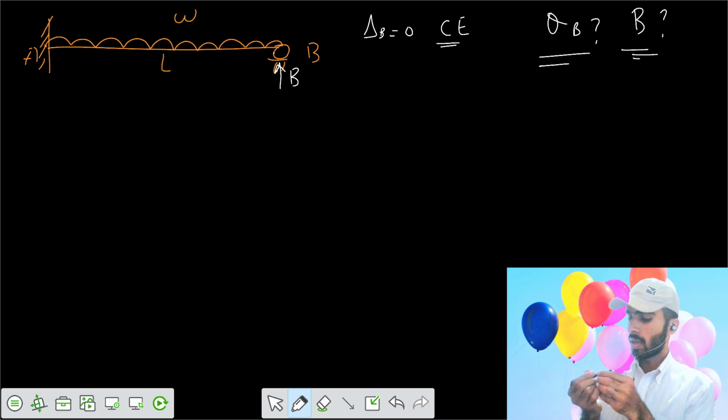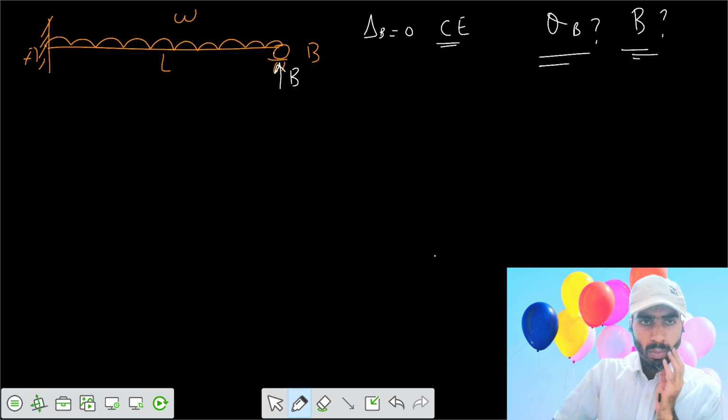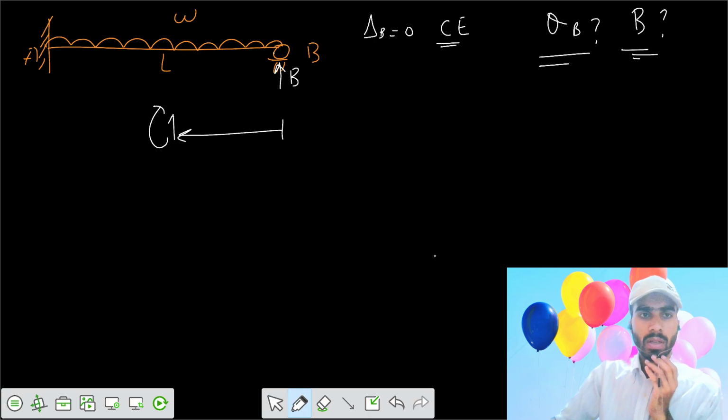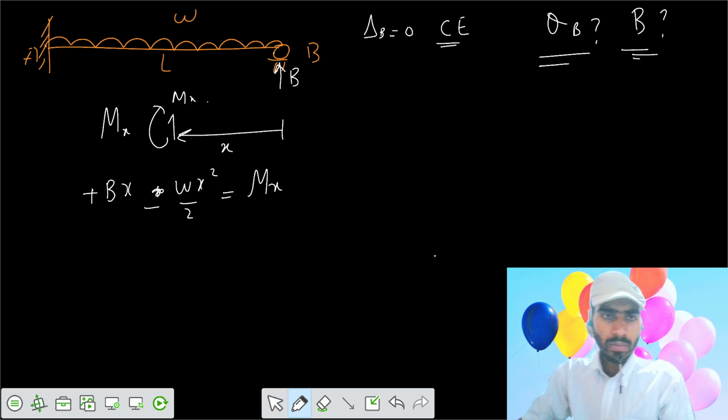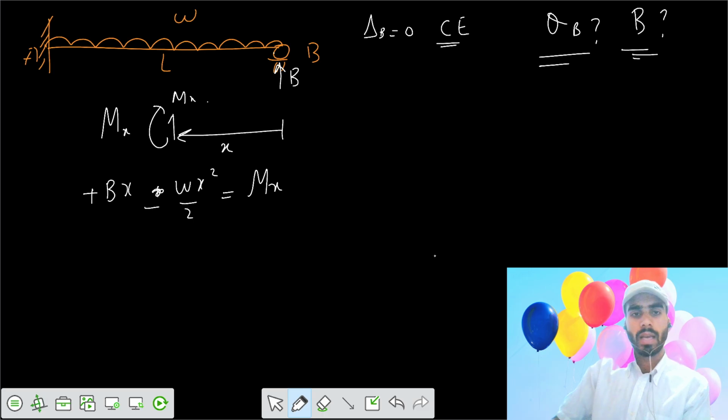and if we ask what's the moment at any x, because there is only one span, there is no change in moment equation. We write only one equation for the entire AB span. So we write moment at any x becomes equal to minus B into x, plus clockwise of wx square by 2, and moment at clockwise of Mx. So we write Mx opposite, so we write it as positive, then it becomes negative finally by transferring the Mx. So finally we got the value of moment at any x, Mx.